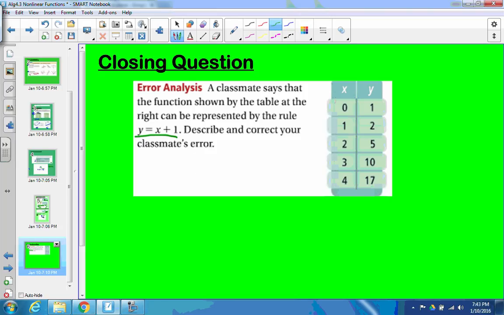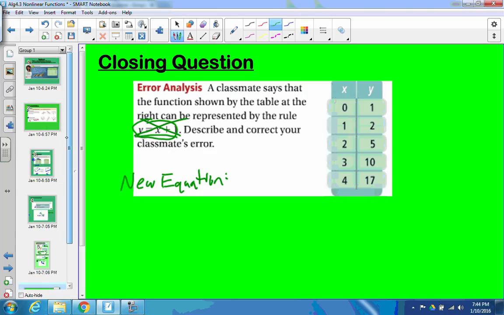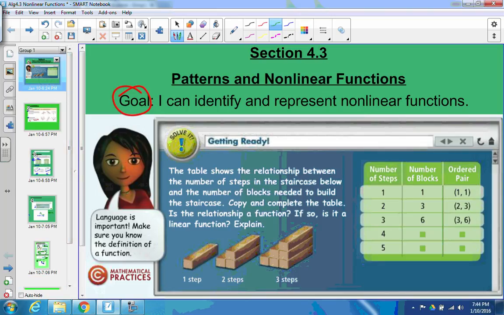So write a new equation, since this one is not correct. All right, and we can talk about that next time.